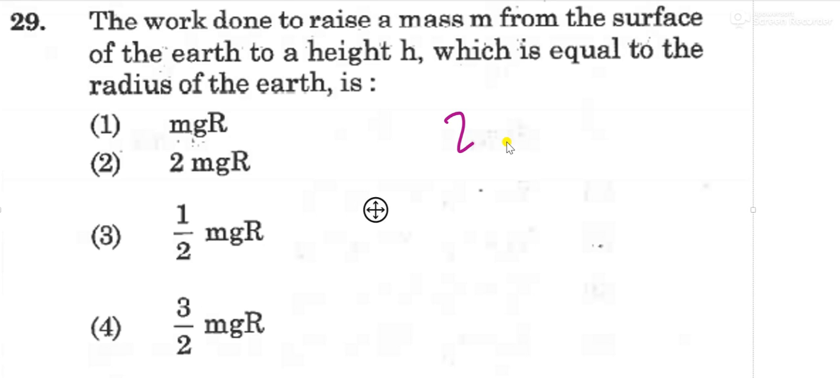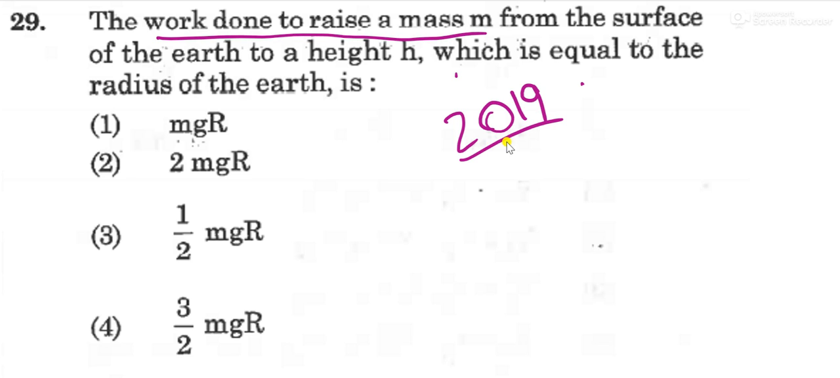Hello student, today we are going to see the NEET 2019 question paper solution, a physics question. First we will see what the question is. Work done to move a mass from the surface of the earth to a height h, which is equal to the radius of the earth. I'll repeat again.